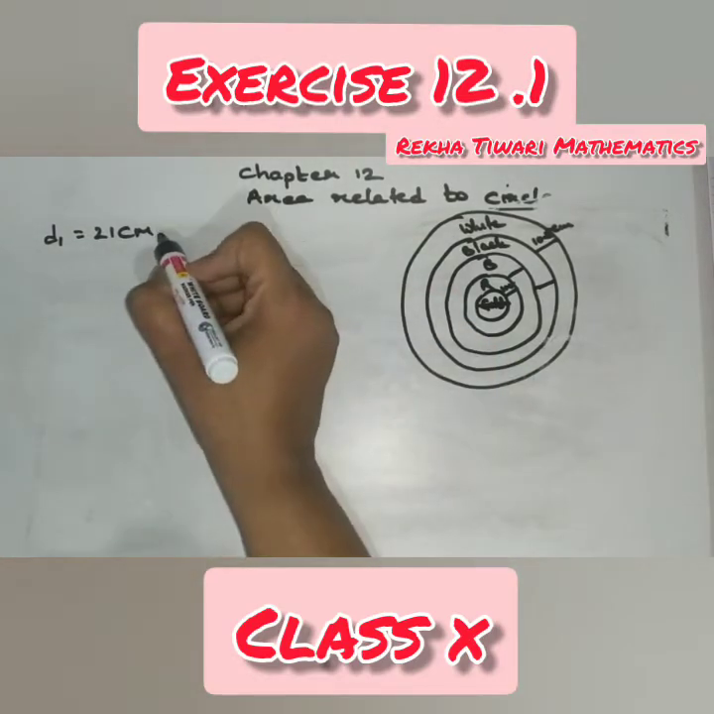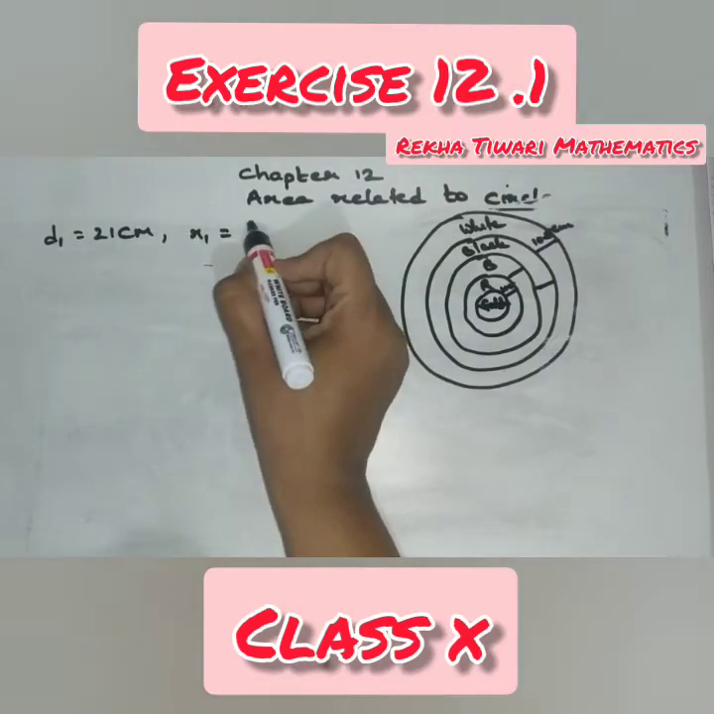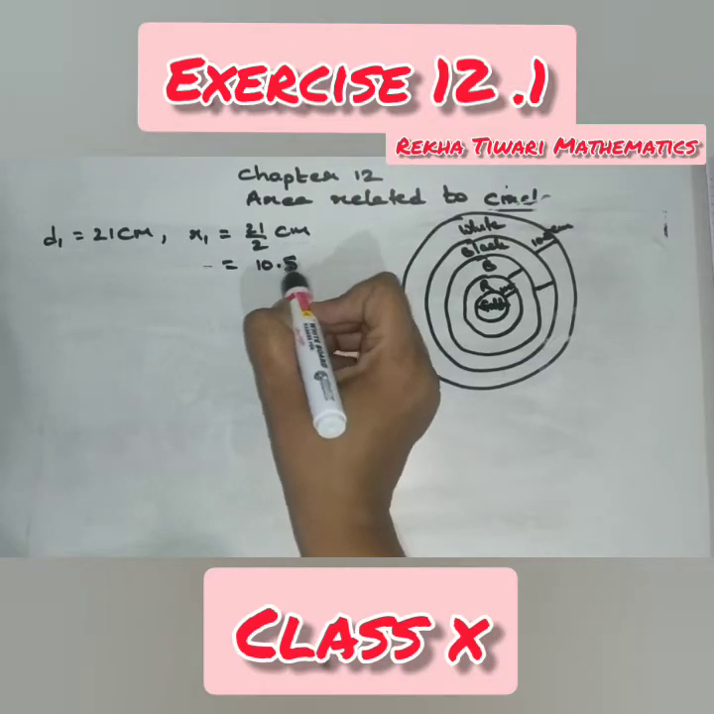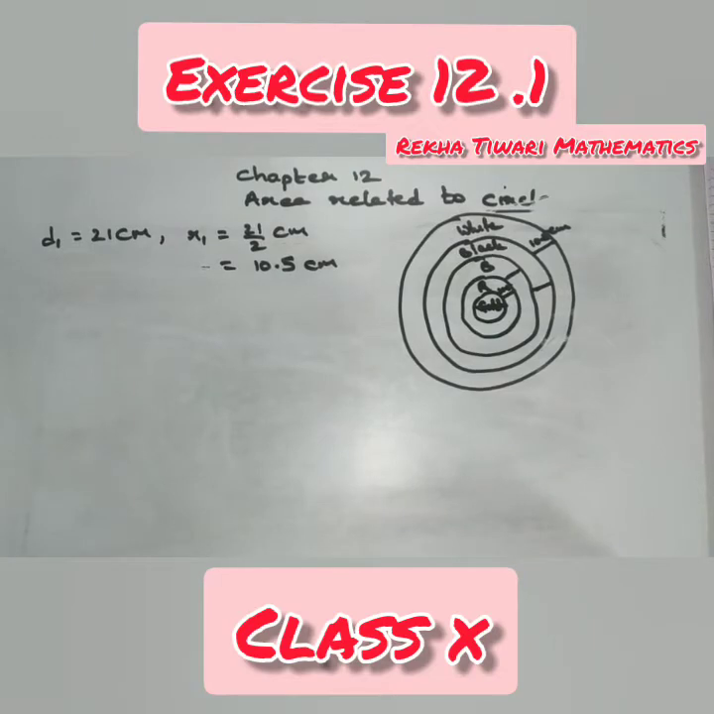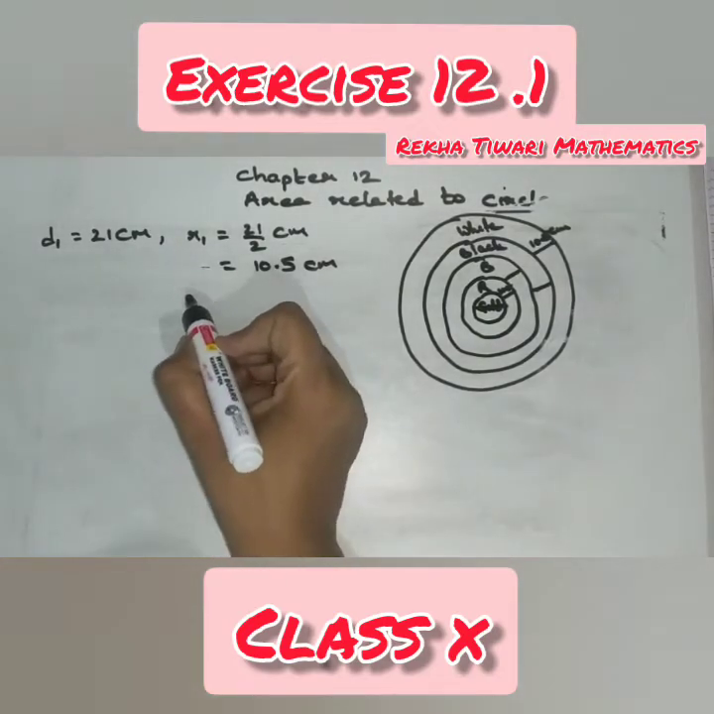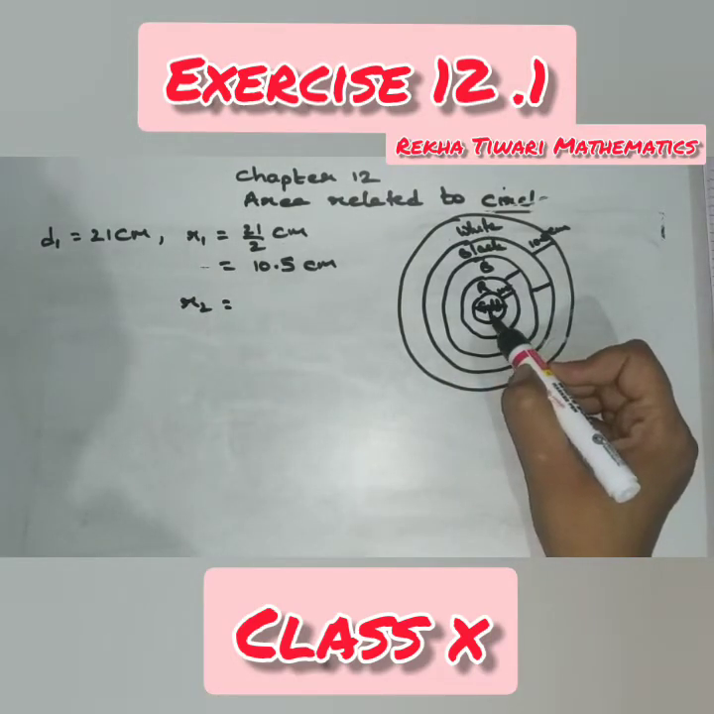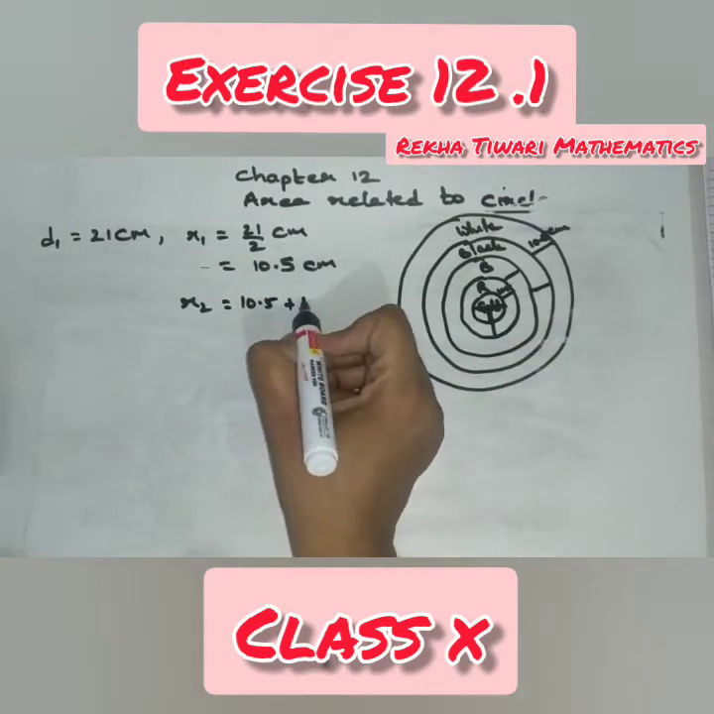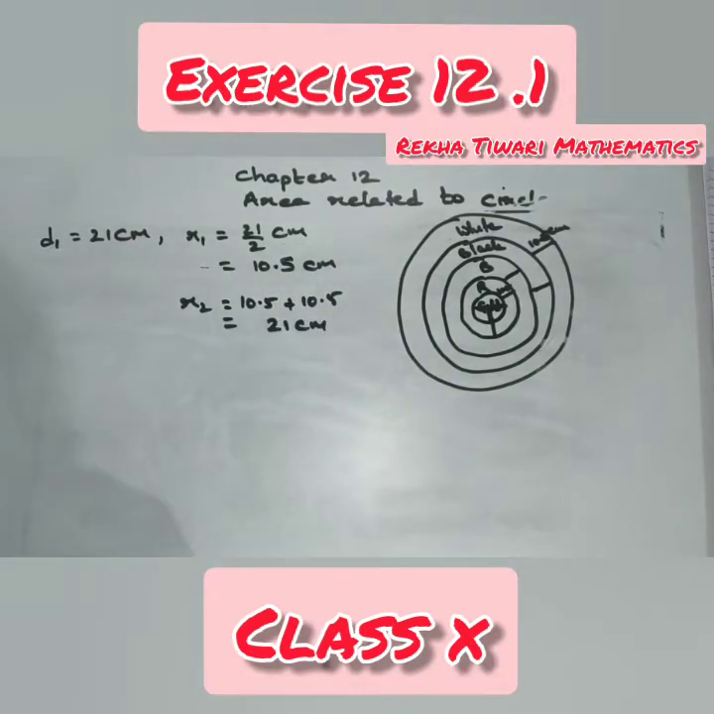See, if D1 is 21 centimeter, what is R1? R1 is 21 by 2 centimeter. That is equal to 10.5 centimeter. Because I told you that diameter is the double of radius. So radius becomes half of the diameter. Now, what is R2? R2 will be this radius plus the width. That means 10.5 plus 10.5, which is equal to 21 centimeter.